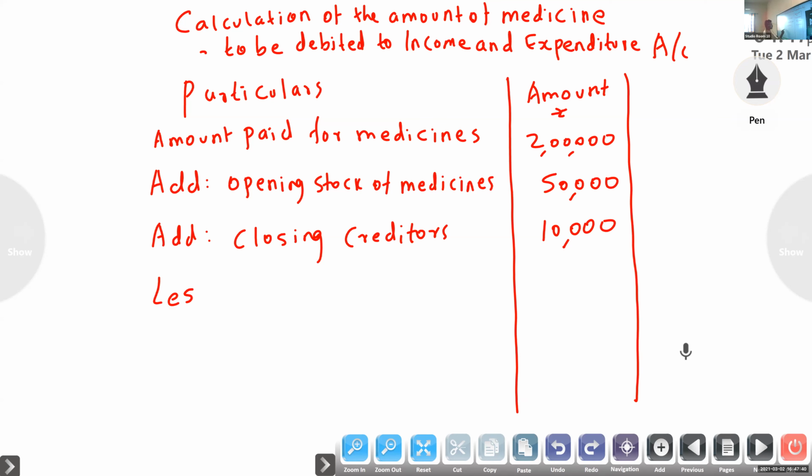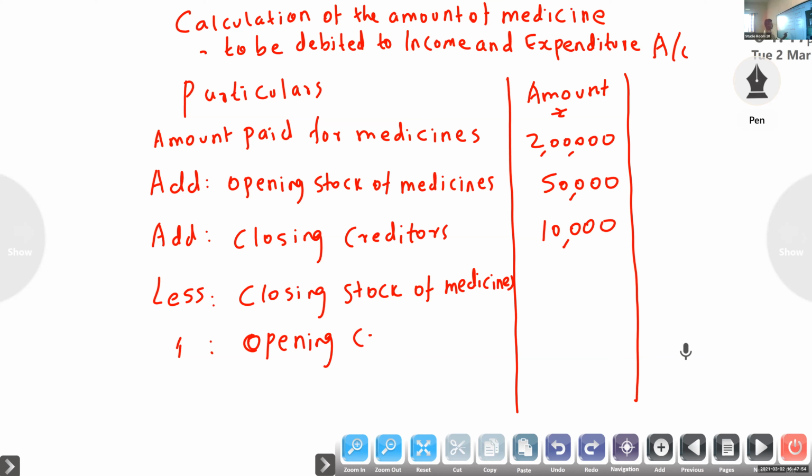Opening stock here, less closing stock of medicines. Next, less opening creditors. So closing stock of medicine is given as 45,000 more than the opening stock. So opening stock is 50,000, so 95,000. Now opening creditors, it is given 20,000.